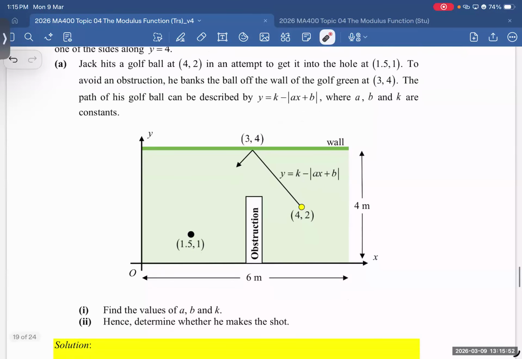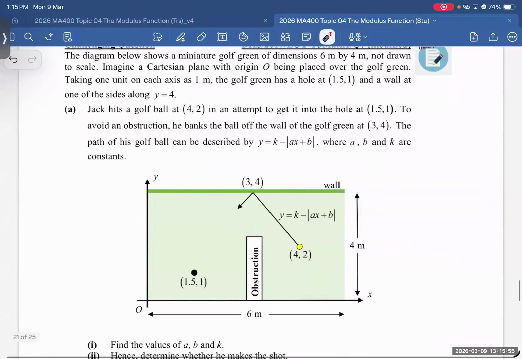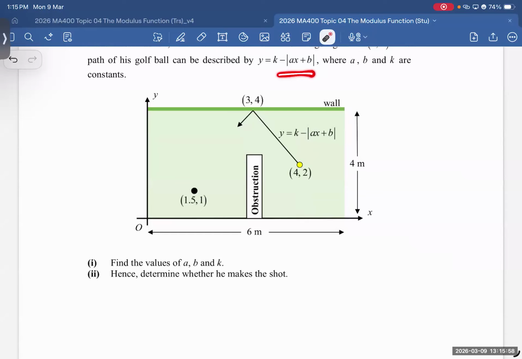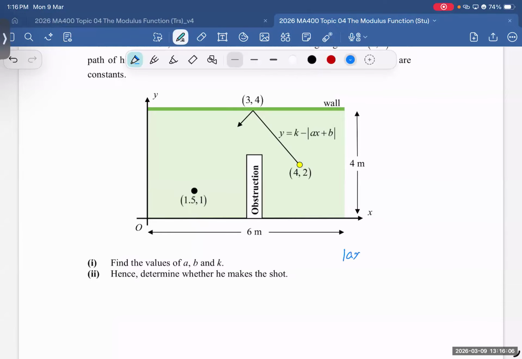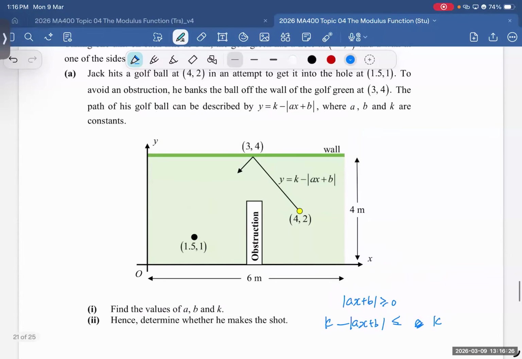Let me tell you a story. Basically, a modulus function is guaranteed to be more than or equal to 0. So the modulus of ax plus b is guaranteed to be more than or equal to 0. Negative modulus of ax plus b will be guaranteed to be less than or equal to 0. If I add a K, it's guaranteed to be less than or equal to K. Correct? So what am I trying to tell you? Basically, this guy here is the maximum value of the modulus function. What do you think K is?